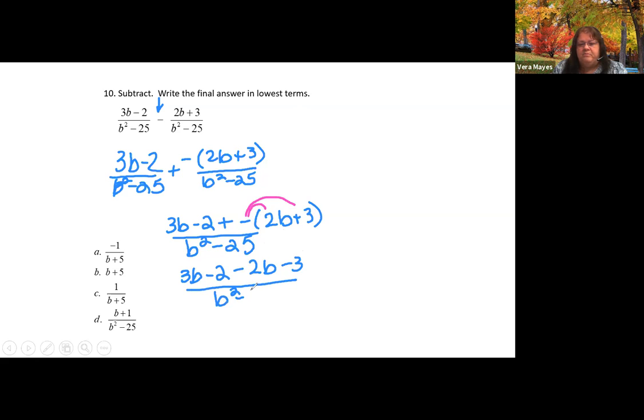So b squared minus 25. If I add up like terms on the top, I see I have a 3b and a negative 2b. So that gives me just a 1b. And then if I add up the numbers, I have a negative 2 and a negative 3. So that gives me a minus 5 on top, b squared minus 25 on bottom.